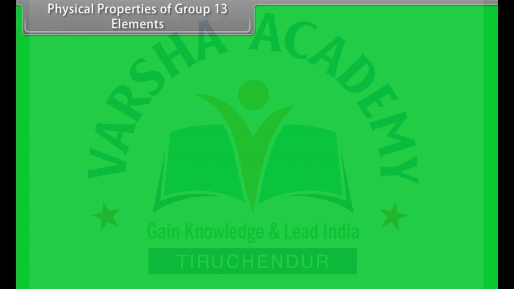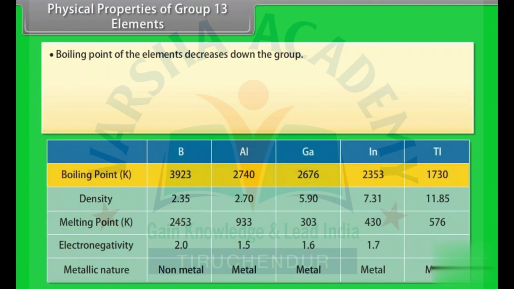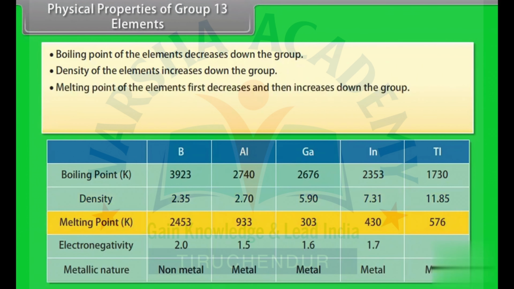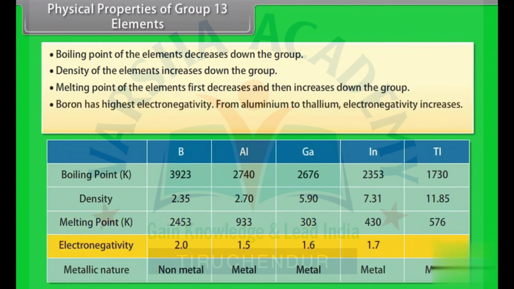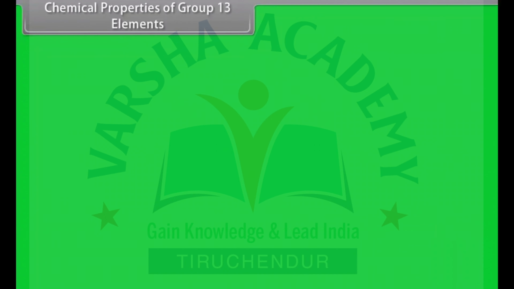Physical properties of group 13 elements. Boiling point of the elements decreases down the group. Density of the elements increases down the group. Melting point of the elements first decreases and then increases down the group. Boron has the highest electronegativity. From aluminium to thallium, electronegativity increases. Boron is a non-metal, whereas aluminium, gallium, indium and thallium are metals.